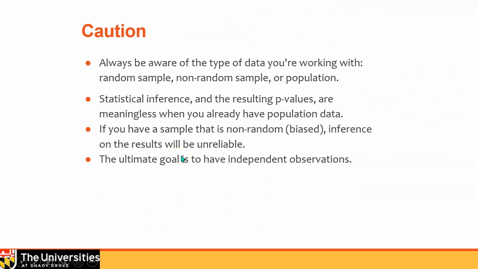Always be aware of the type of data you're working with: random sample, non-random sample, or population. Statistical inference and the resulting p-values are meaningless when you already have population data. You don't need that, right? If you have a sample that is non-random or biased, inference results will not be reliable. And the ultimate goal is to have independent observations.